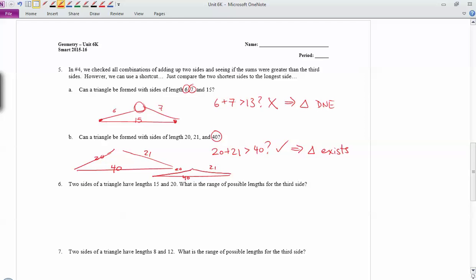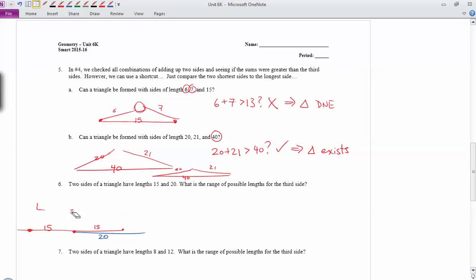Okay, in 6, two sides of a triangle have length 15 and 20. And so the question is, what are the possible lengths for the third side? So if you think about it, if I put the 20 down here, and then I connect the 15 to it, now kind of picture the 15 as swinging around. So I could put it at a right angle right here. Or I could swing it down this way so that it's right there, 15. Or I could swing it this way so that it's way out here, so that this is 15 instead.